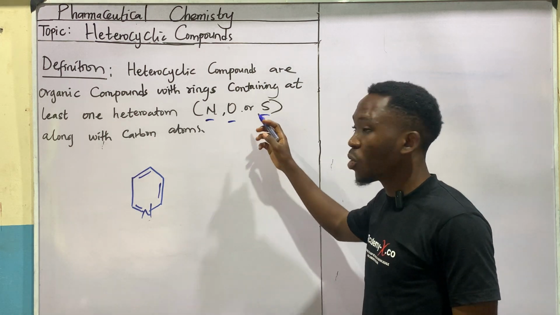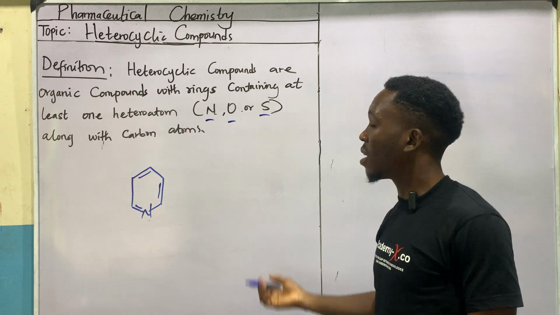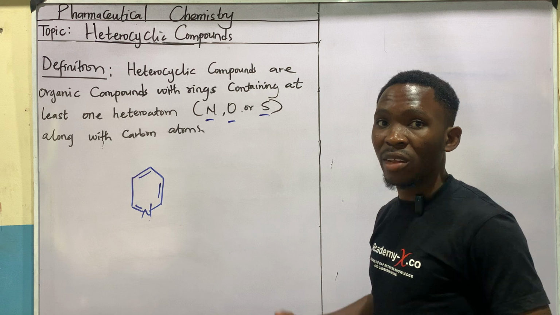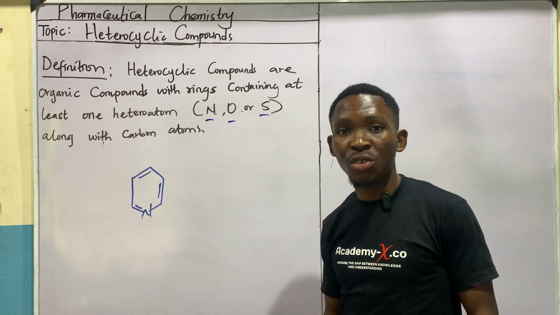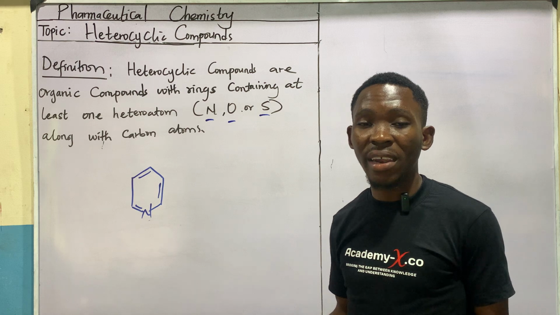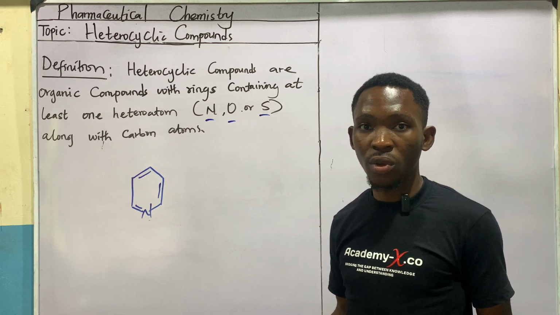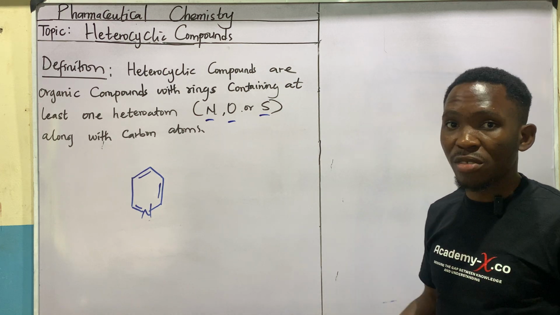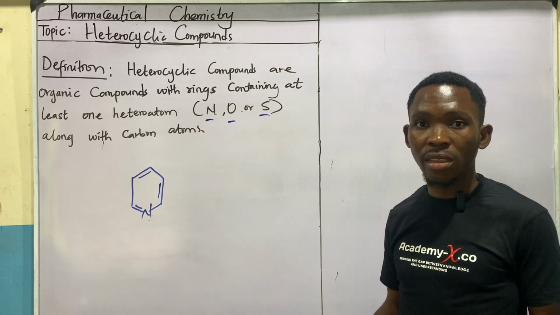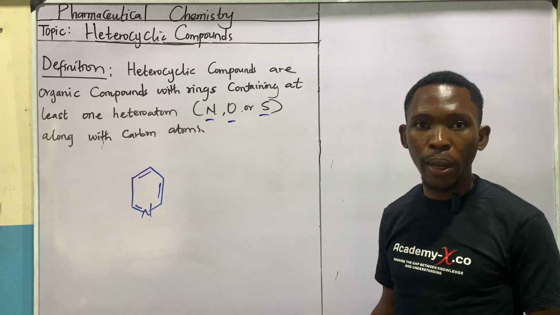And then when it comes to sulfur, we have thiophene. Thiophene is a heterocyclic compound with sulfur as the heteroatom. So heterocyclic compounds are not just made up of carbon. The carbon atoms don't just make up the ring. You can have at least one heteroatom present. At least meaning you can even have more than one heteroatom present in the cyclic ring.